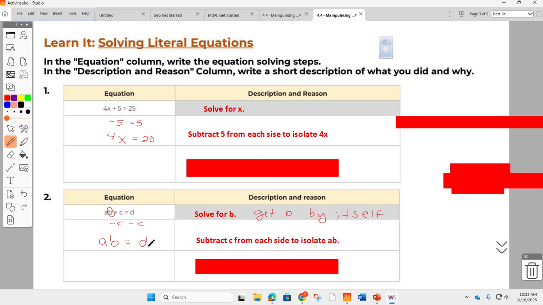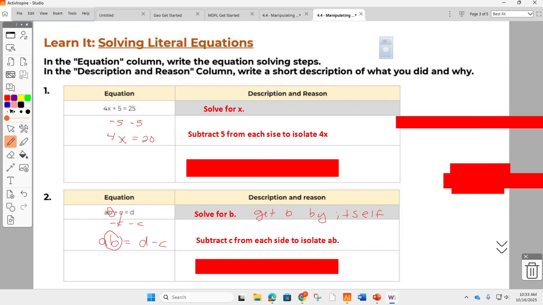Because we can't simplify any of these things. They're not the same thing, right? They're not like terms. So c minus c leaves us just with a times b on the left side, and d minus c leaves us with d minus c. Math we can't do because we don't know what d and c are. I'm going to circle my b again.